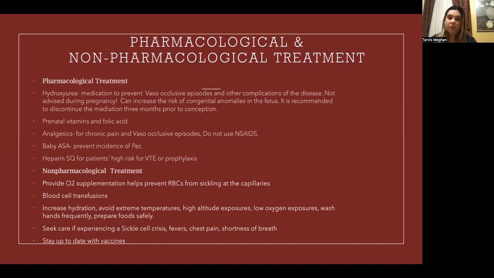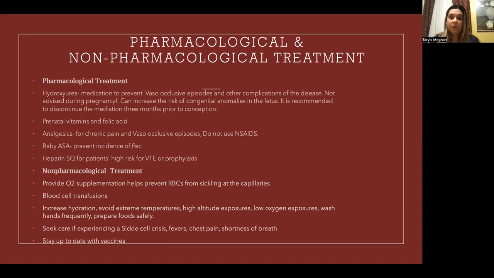So pharmacological and non-pharmacological, there's not a lot of medication you give during pregnancy. Hydroxyurea is a medication to prevent vaso-occlusive episodes and other complications of disease. However, it's not recommended during pregnancy. It increases the risk of congenital abnormalities in the fetus. So it's recommended to discontinue actually 3 months prior to conception. You want to make sure patients are taking their prenatals as well as their folic acid.